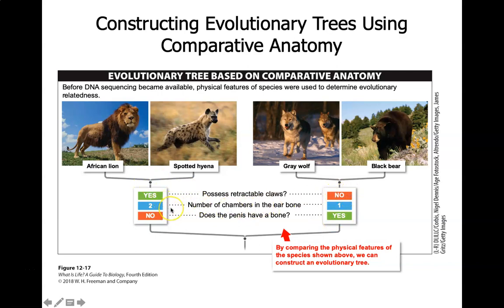We can also look at the number of chambers in the ear bone. These guys have 2, so there's another feature they have in common. Wolves and bears have only 1, so that's another feature that they share. Does the penis have a bone? No, the African lion and spotted hyenas don't have that trait, whereas the gray wolf and the black bear do. So in considering that they share these 3 traits, we can separate them from a common ancestor, assuming that these differences have accumulated since that split.